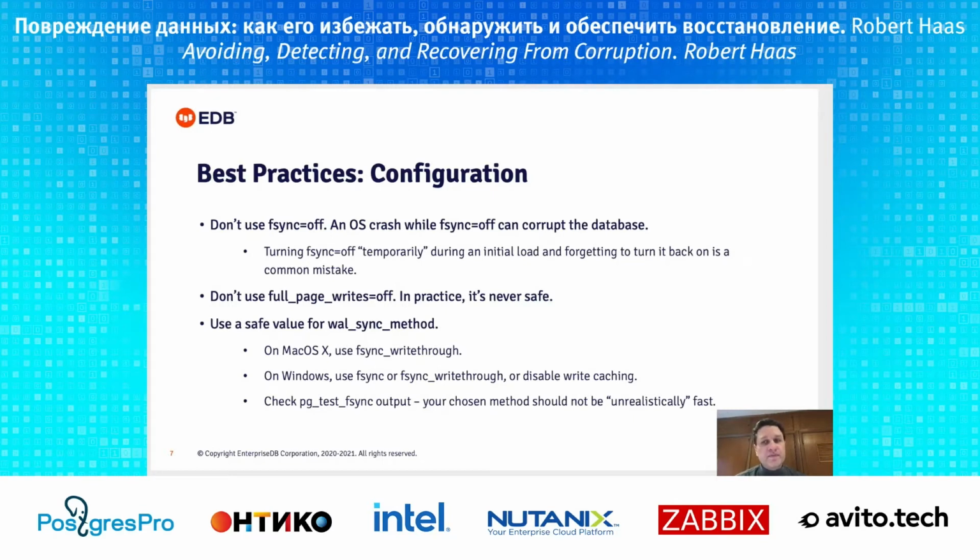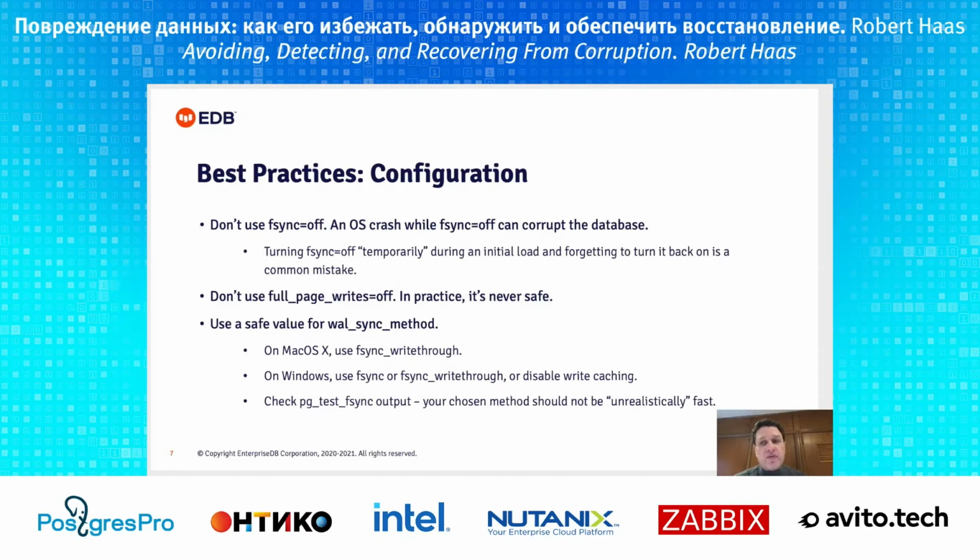The final postgresql.conf setting that we're going to talk about here is a little bit more complicated, and unfortunately, the default is not necessarily safe. For example, on Mac OS X, the default value of this setting is fsync, but fsync is not actually safe on Mac OS. You need to use the fsync_writethrough setting. I am not an expert on Windows, but I have been told by people who are that if you are running on Windows, you need to use either fsync or fsync_writethrough, or disable write caching on your drive.